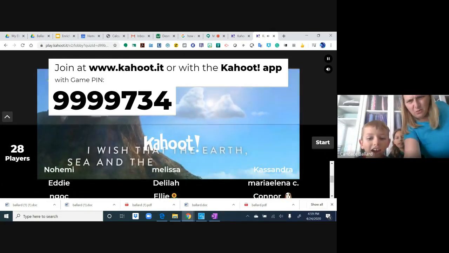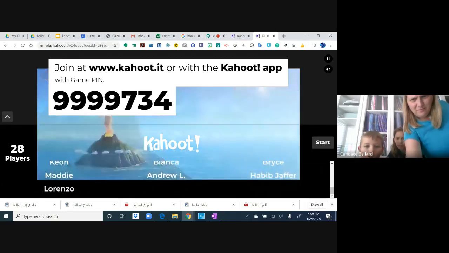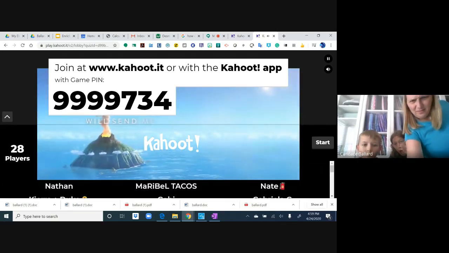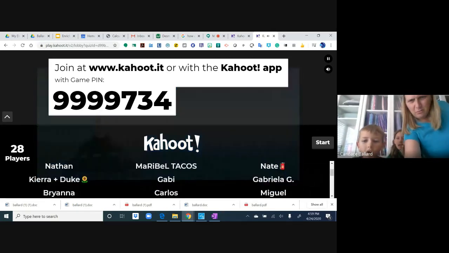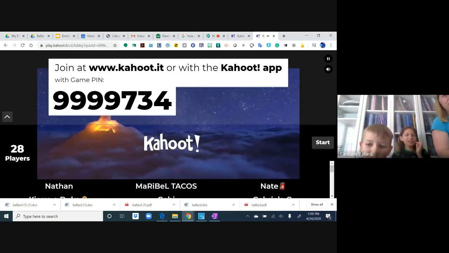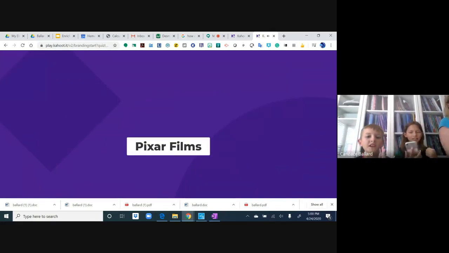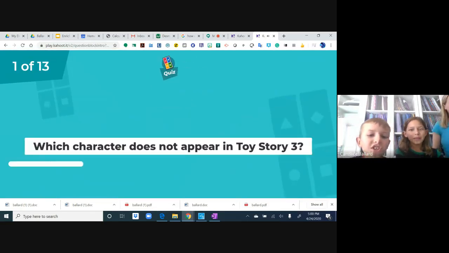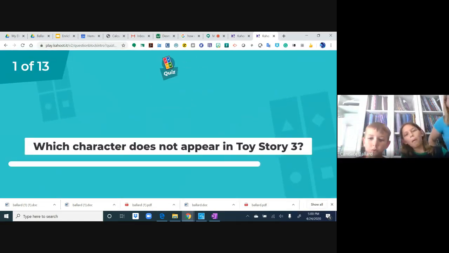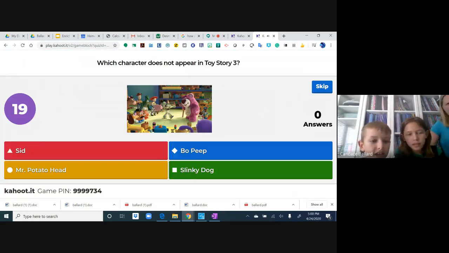All right. Ellie's sunflower. See, Tom's in there. He's got his little puppy dog. Okay, let's go. And he's gonna start it up. Pixar films. 3, 2, 1. Quiz. Which character does not appear in Toy Story 3? Sid, Mr. Potato Head, Bo Peep, or Slinky Dog?